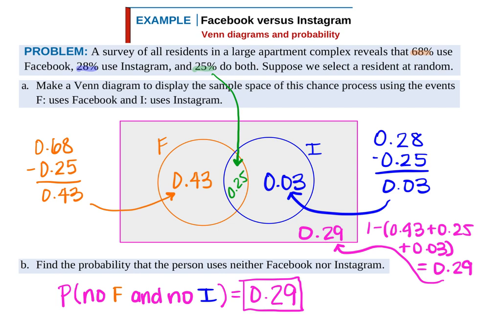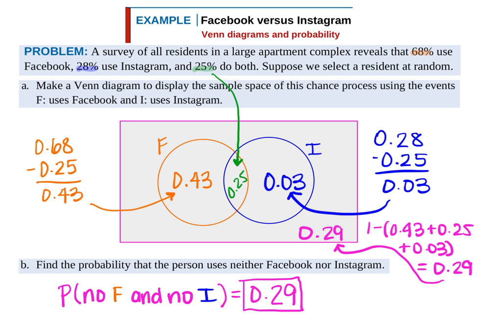And so that doesn't mean that 68% use Facebook alone. 68% represents Facebook use. So that could be Facebook only, that could be Facebook and Instagram. So 68 minus that 25 intersection gives me 43. So Facebook alone is 43% of the residents, and I do the same thing with Instagram. 28% represents Instagram, but remember 25% of that 28% make up the overlap. So 28 minus 25, 0.03.